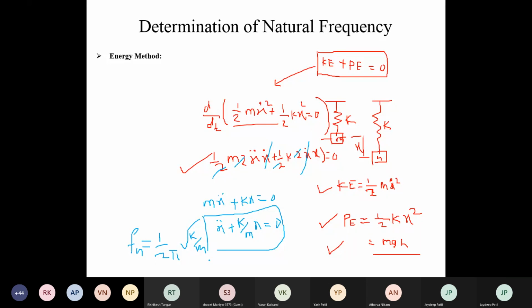Okay. All of you note down this. Now you have to take down the example. A spring mass is attached at the end of the spring. Find out the kinetic energy and potential energy, and you have to differentiate it. You will get the equation of motion.